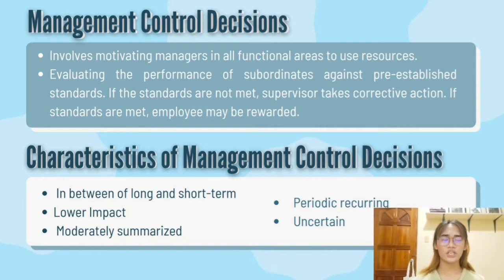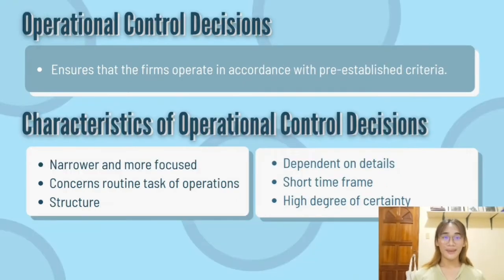Management control decisions are usually in between of long and short term. It also has a lower impact. It is also moderately summarized and periodic, recurring, and uncertain. Okay, next on the level is the operation control decisions, which is done by the operations management. So this decision bridges the operations in the middle and the top level management. So nagiging tulay siya ng operations, which is the bottom part of the triangle, and the middle and top level management. So ang ginagawa dito sa operational control ay ini-ensure na yung firm ay nag-ooperate in accordance with pre-established criteria.